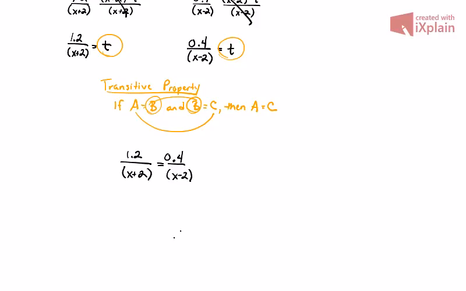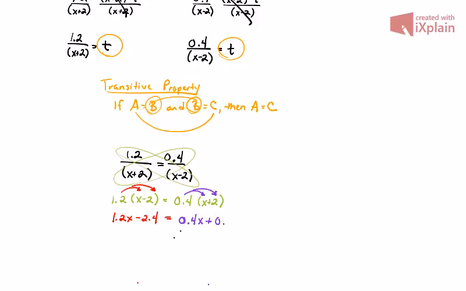Okay. So from here I can do some cross multiplication, because notice that I have a proportion: two fractions set equal to each other. This is going to give me 1.2 times x minus 2 is equal to 4/10 times x plus 2. I'm going to distribute that in, and this is going to give me 1.2x minus 2.4, and that is going to be equal to 4/10 x plus 8/10.